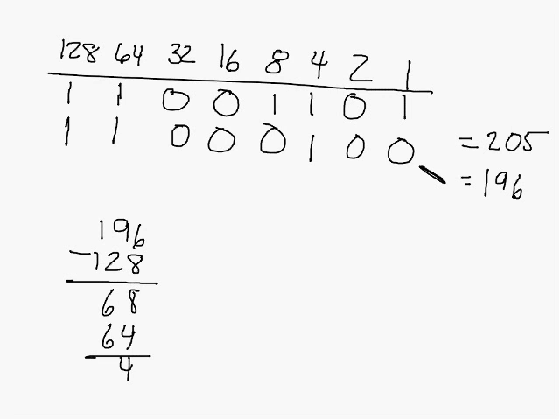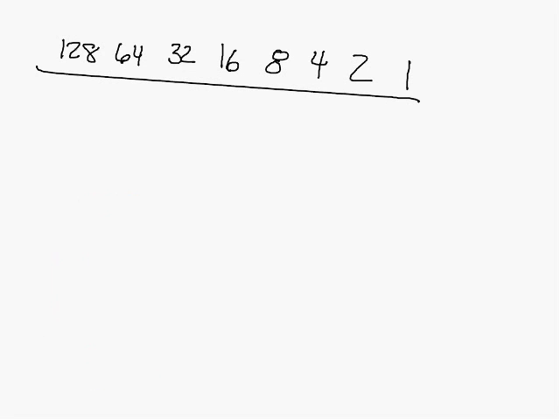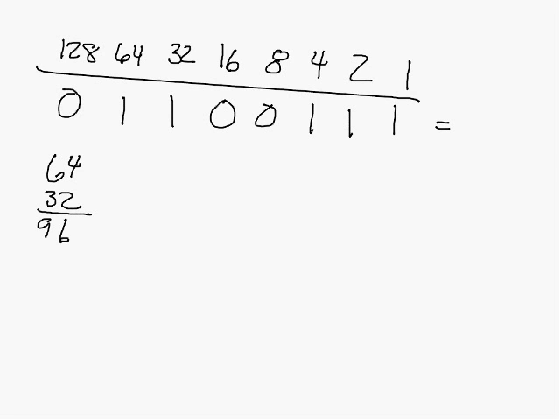Let's do one more, binary to decimal. If I gave you the binary number 0, 1, 1, 0, 0, 1, 1, 1, how do I get it to decimal? Again, I simply add up the values under the number line. And get 103.